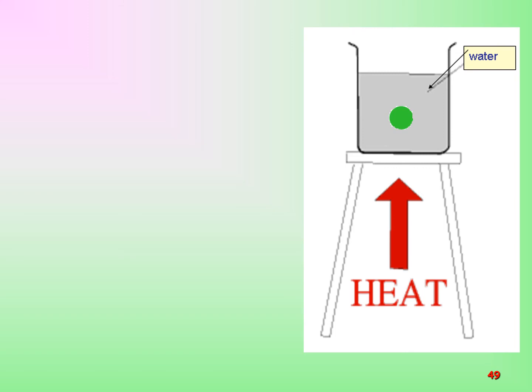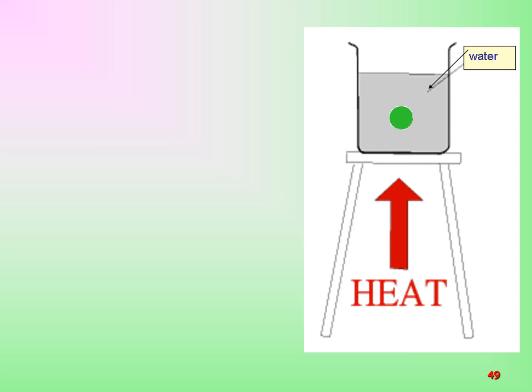Now we've got a test for starch. Can you remember the chemical in labs which tests for starch? Iodine. Now iodine's orange in colour, and in the presence of starch, iodine turns from orange to blue-black.